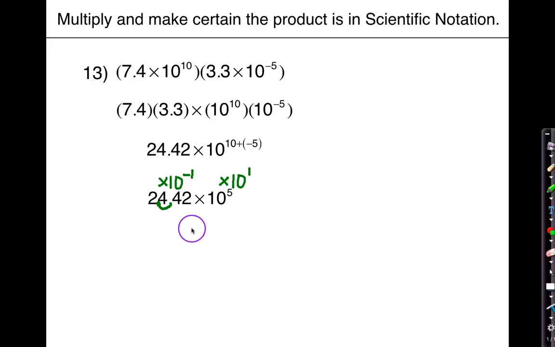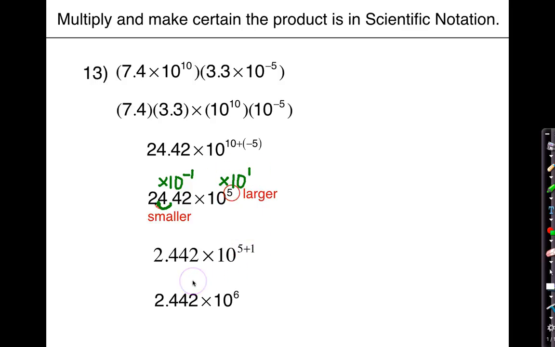So now that's going to leave me with 2.442 times 10 to the 5 plus 1, because I'm going to add the 5 and the 1 together, leaving me with 2.442 times 10 to the 6. So a quick and easy way of saying it is, if I'm making this one smaller, I'm going to make this one larger. But I would rather you think of it in terms of exponents, because essentially what's happening is this is being divided by 10, so this needs to be multiplied by 10.